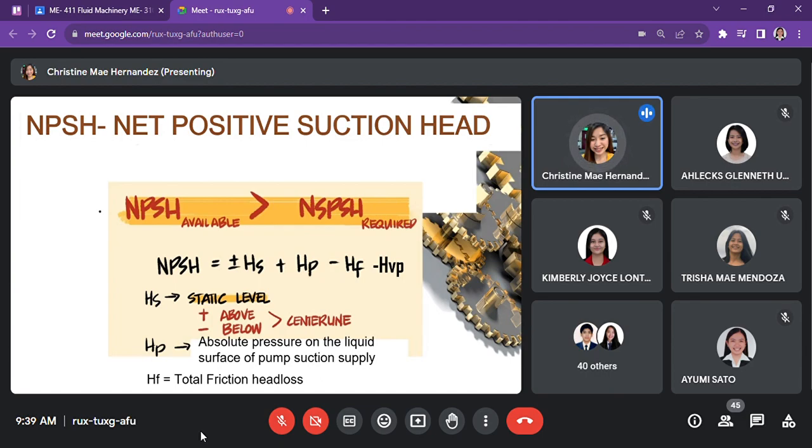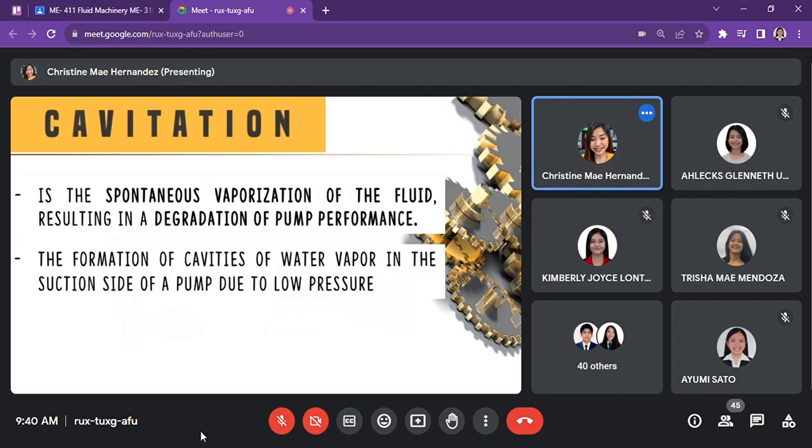So, the absence of available or sufficient NPSH. Pag naging less than yung available sa required, it will result in cavitation. So, mare-reduce din yung ating pump efficiency as well as its performance. So, it reduces pump reliability as well as the internal parts constantly seek replacement. So, dahil nga na-cavitation.